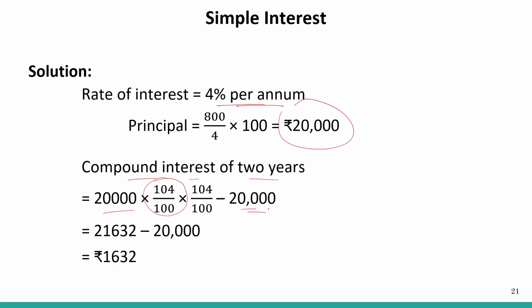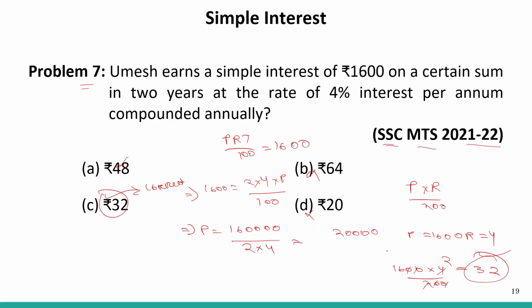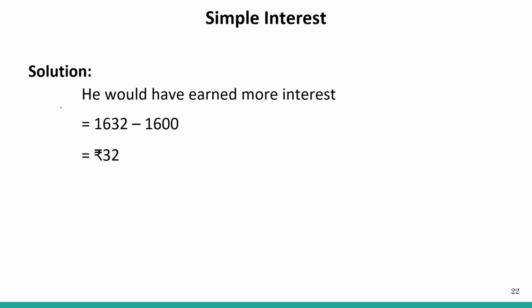That is equal to 20,000 minus 20,000 is equal to compound interest, because CI is equal to P into 1 plus R by 100 whole power T minus P, right? Because this is the formula for amount. So that is 21,632 minus 20,000, and it will be 1632. So this solution has been done in the formal way, but this is what we have done in the shortcut trick. So what we have earned more interest is 1632 minus 1600, which is equal to 32.